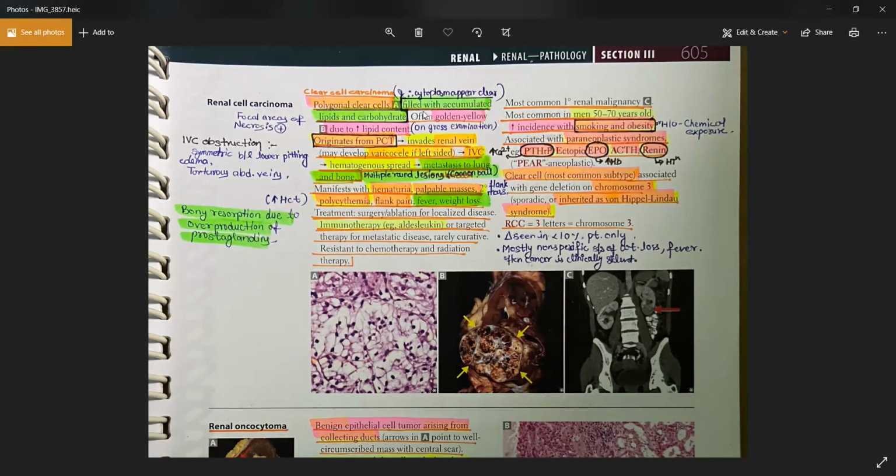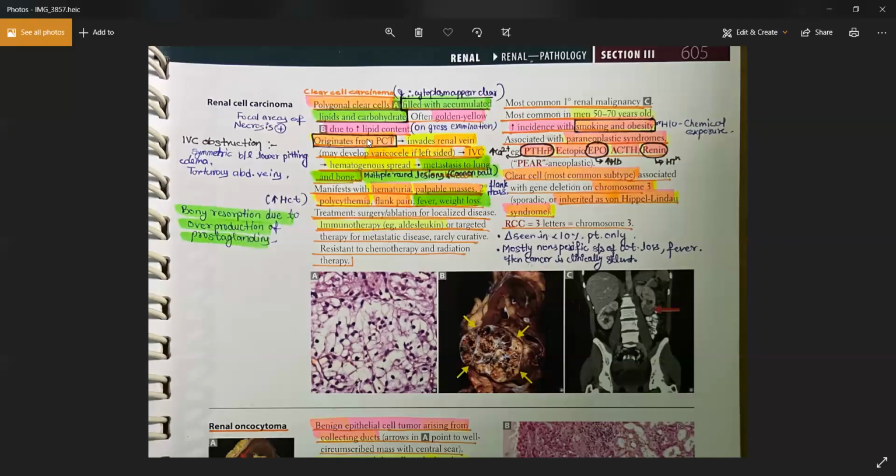These cells are filled with lipid and carbohydrate that cannot be stained, and that's why these cells appear very clear. They have a very clear cytoplasm. Just the nucleus and the boundaries of the cells are visible. Because these cells are filled with lipid, this condition must be associated with increased lipid content in your body, right? Yes. And that's why the incidence is always increased in smoking patients and obese patients. So the patient must have a history of obesity or smoking in order to have RCC.